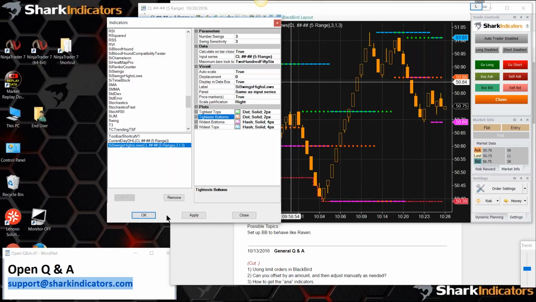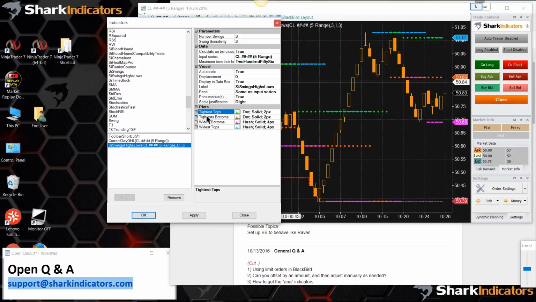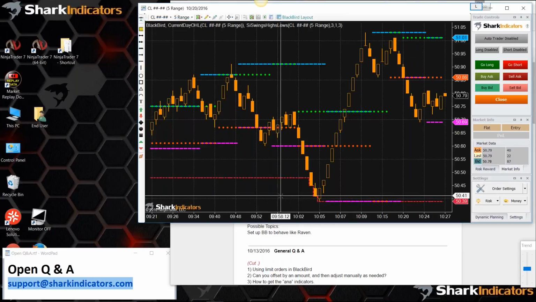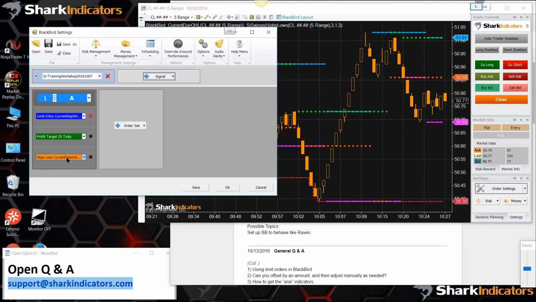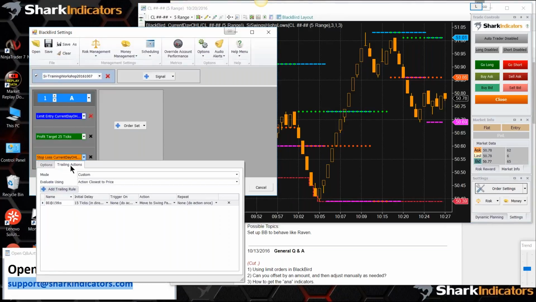So obviously, if you're using indicators with BlackBird, you've got to know how they work and how to set them up properly. So, all right. I'm going to initially set this up using the tightest plots. I think that's what's going to work in this case here. So let's get back into BlackBird. We'll get back into our stop loss, go back into our trailing.